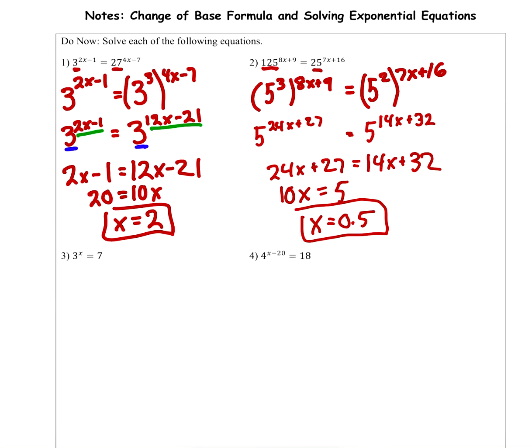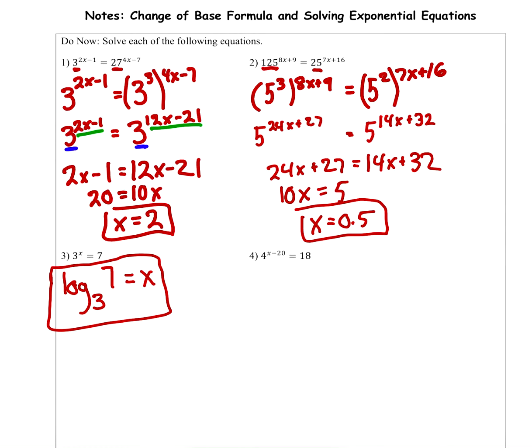And number 4. So number 3 and 4, they only have exponents on one side of the equation. So the way I'm going to try and solve number 3, what we're going to try and do is get that x by itself. What's the inverse operation to raising to the x power? Well, it's going to be logs, so we're going to log both sides. The base is going to be the same base that is on the exponential, so it'll be log base 3. It always equals the exponent, and our argument is 7. That's all we got to do for this one.